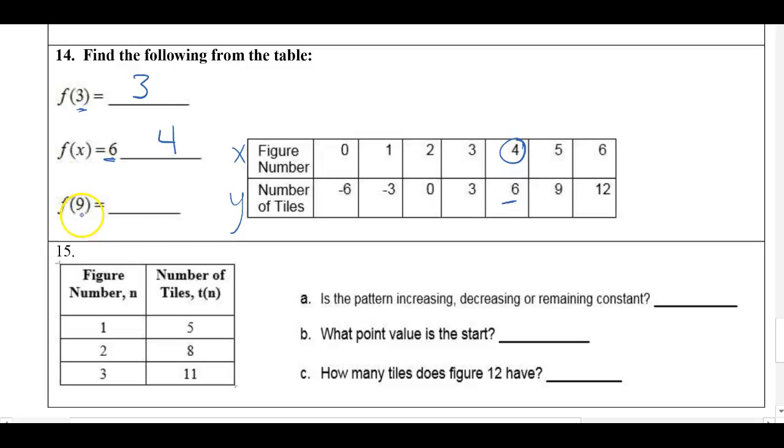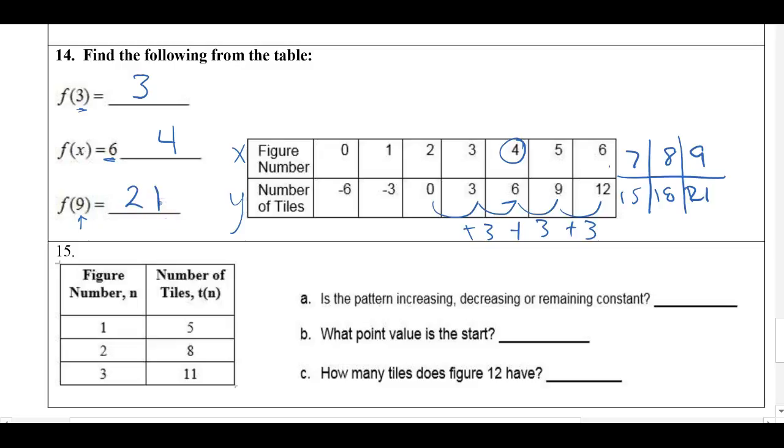And the last one is the input 9, so I'm looking across the top, and it's not here. So what I need to do is extend this table until I get to 9, but first I need to find the pattern so I can figure out what the output is. If I go from number to number, I notice that it's going by +3. So the next ones would be 15, 18, and 21. So the output for 9 is 21.